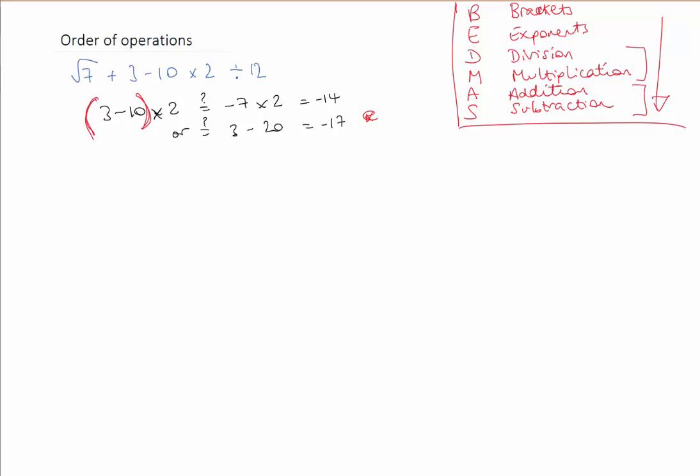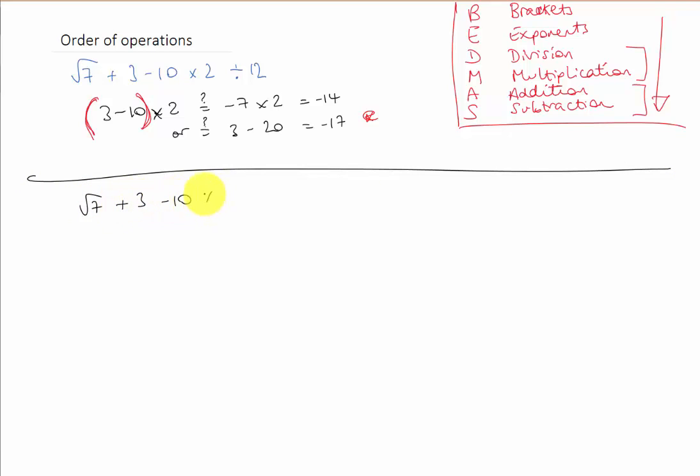Right, so now let's work through our example. So we've got square root of 7 plus 3 minus 10 times 2 divided by 12. How do we deal with that? So let's work down the list. Do we have any brackets? No. Do we have any exponents? Yes, we've got this square root sign. So let's simplify that. That gives us 2.64. So 2.64 times 2.64 gives us 7. And let's not touch the rest yet.